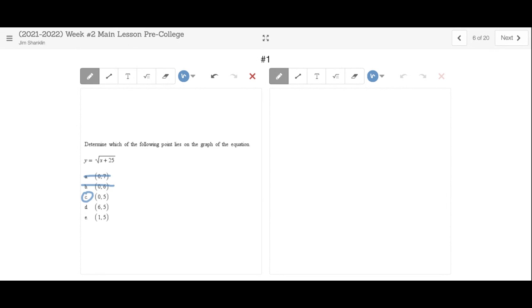Okay, so there wasn't a whole lot of work to do on there, and some weeks there's a lot of work that we can show, and other weeks there's not a lot. When you're just plugging a value in, there really isn't much work to do. Most of it you can just do right in your head.